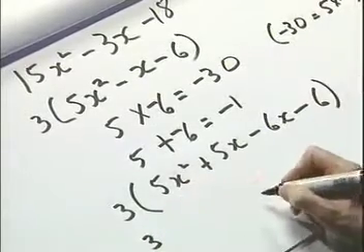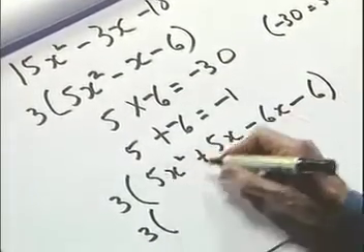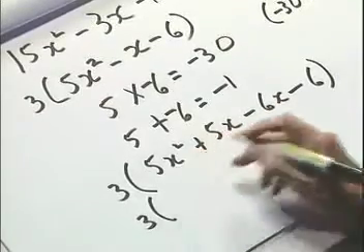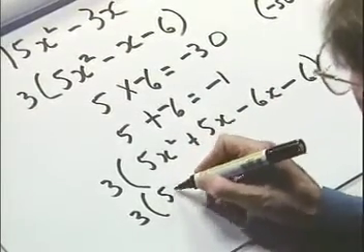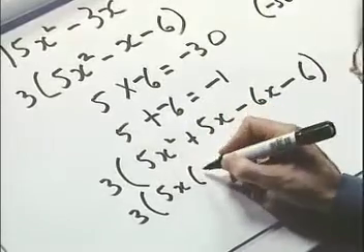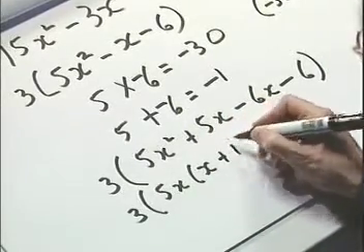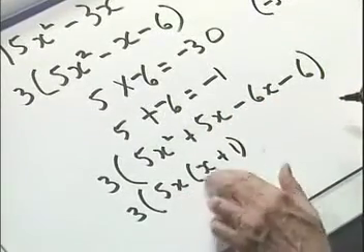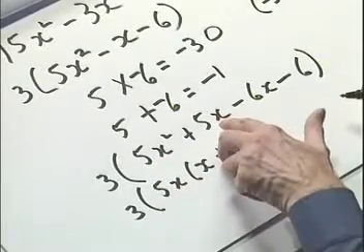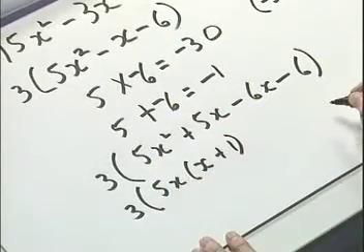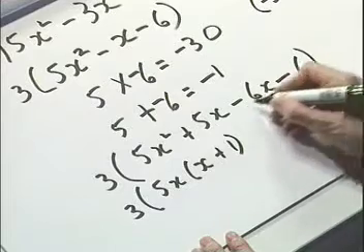Keep the 3 outside. Let's look at the front two terms here. There's a common factor of 5x. Let's take that out. 5x, x plus 1. 5x times by x gives me the 5x squared. 5x times by 1 gives me the 5x. The common factor here is minus 6. Each of these terms shares a 6 and the minus sign.